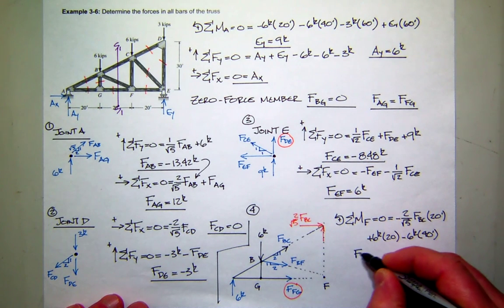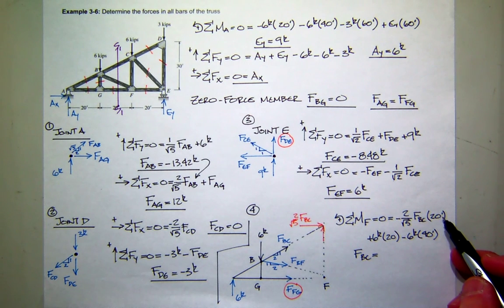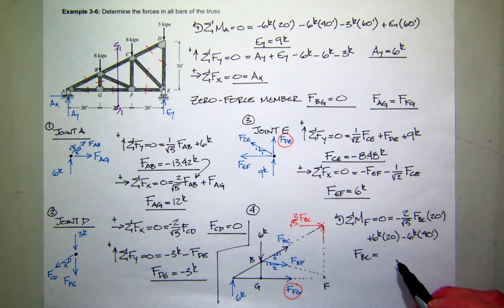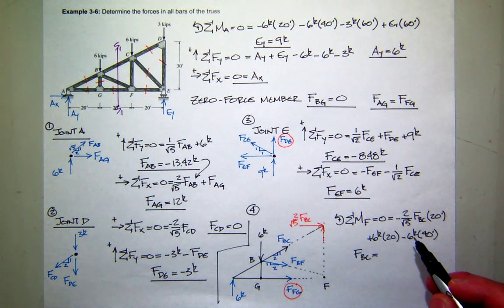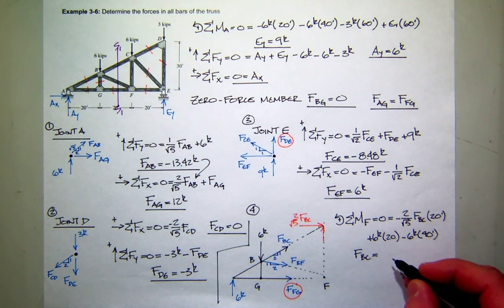So what is the force in BC? I don't think I'll be able to knock this one out in my head. 6, 12, 6, 3. 3 times the square root of 5, I'm guessing? Whatever that is. No, I did that wrong. It should be negative, too.